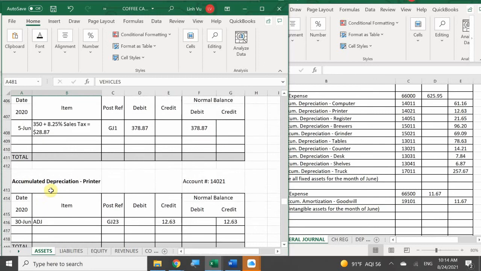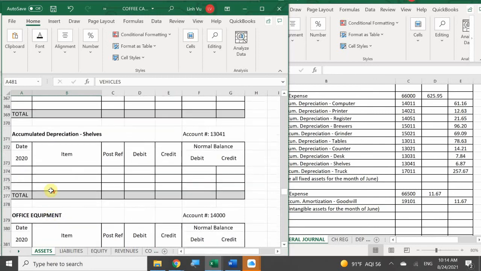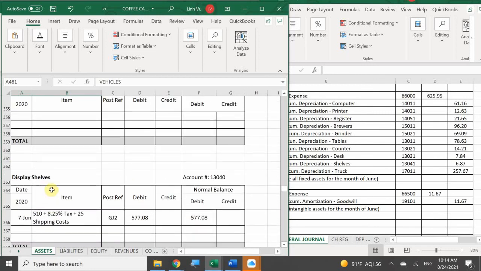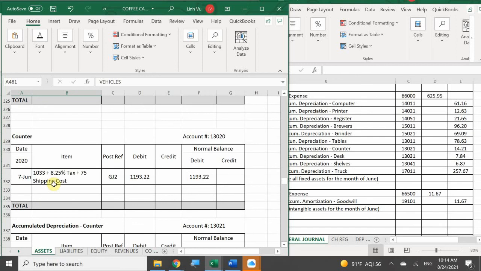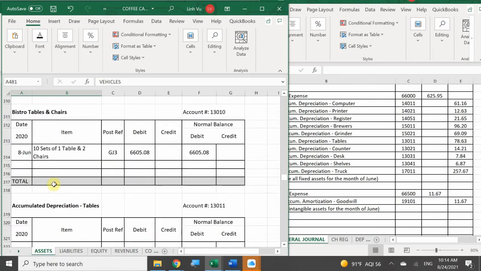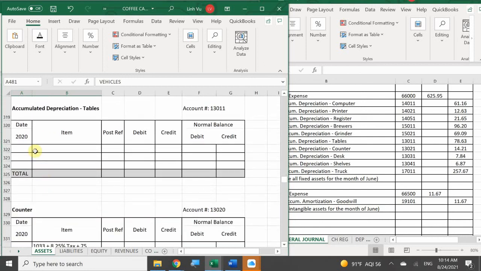Next on our list is the furniture. So I'm going to scroll all the way up until I find my bistro tables. There you go. Bistro tables and chairs. Accumulated depreciation for tables. This is an adjustment entry for General Journal 23 for the grand total amount of $78.63.